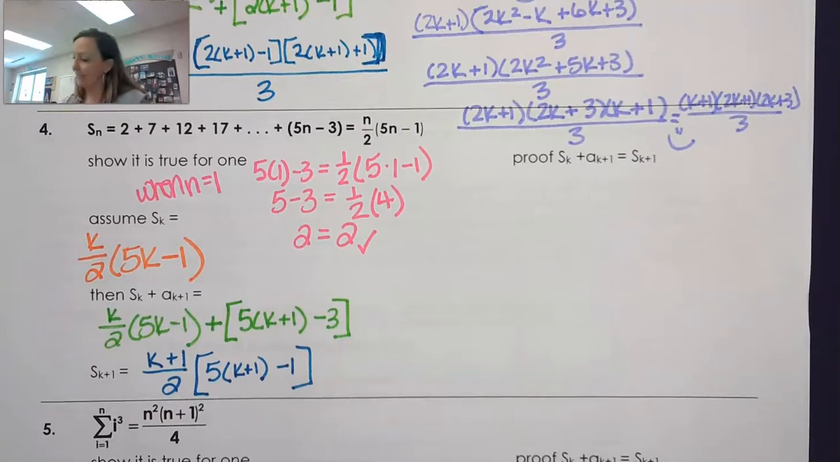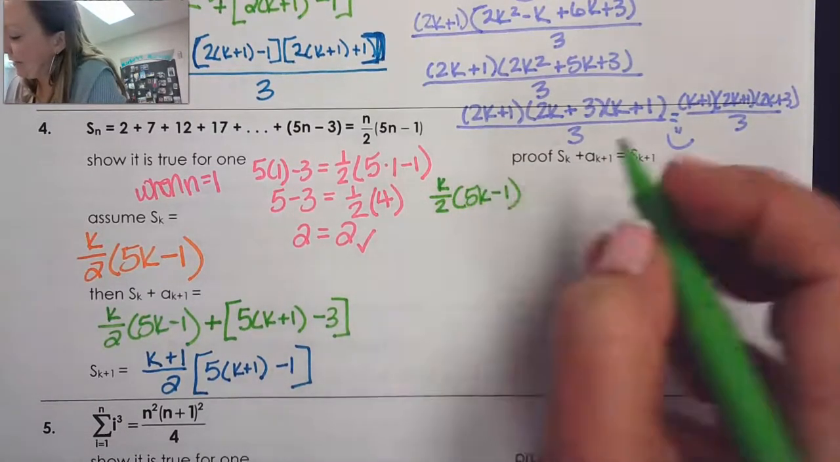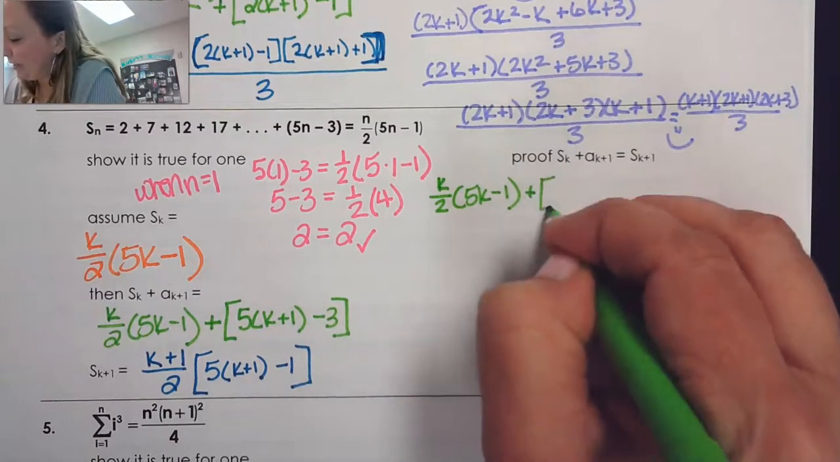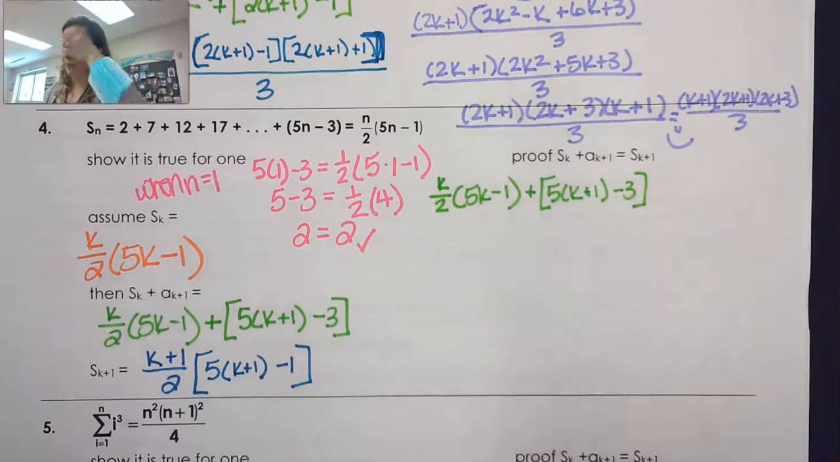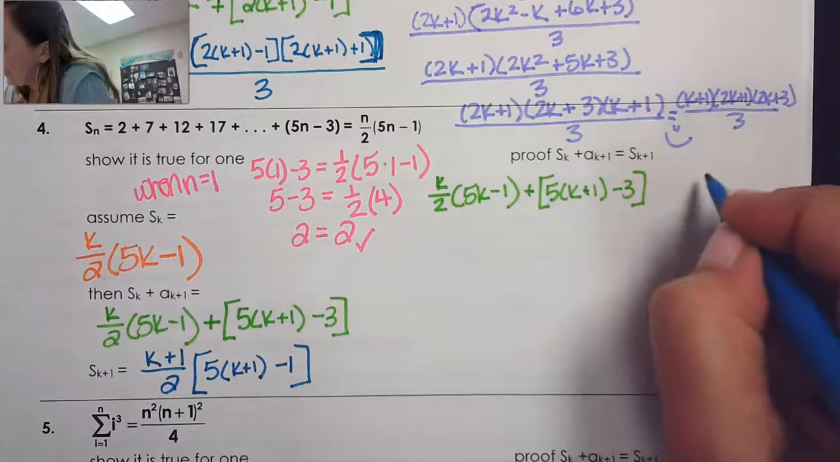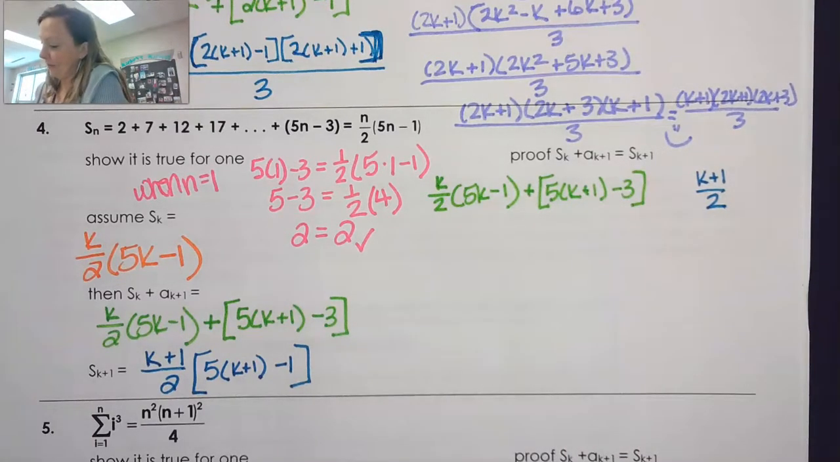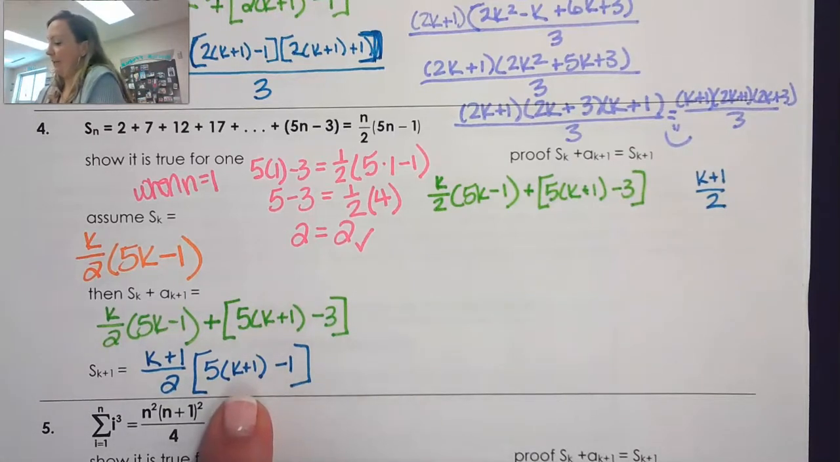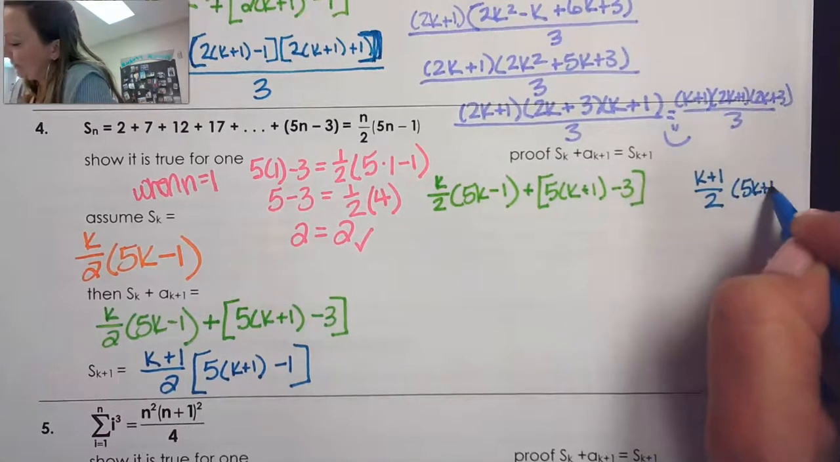So we organized the information on the left so that we could set those equal to each other on the right. K over 2 times 5k minus 1 plus 5 times the quantity k plus 1 minus 3. And then this is going to be k plus 1 over 2. And then what could you turn the 5 times the quantity k plus 1 minus 1 into? Yeah, 5k plus 4 is fine, okay?